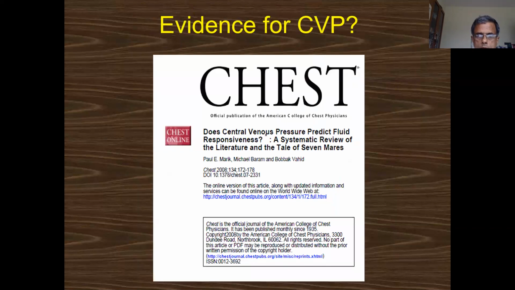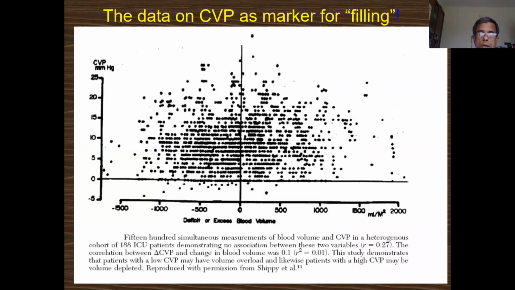Now, why don't we use the CVP? This is a study which was done a few years ago, and they recorded the blood volume and the CVP, and you found it's a random plot. So the CVP doesn't correspond very well with the blood volume. So CVP was discarded as a measure of the blood volume status.